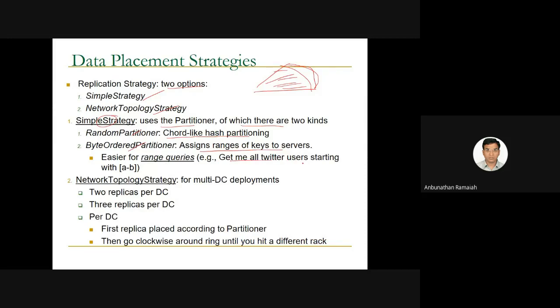Get me all Twitter users starting with A to B. So this is a big query basically, but still within a few seconds it will give the result. Network topology strategy: a multi data center deployment, 2 replicas per data center, 3 replicas per data center. First replica placed according to partitioner, then go clockwise around the ring until you hit a different rack. So this is one rack, then another rack, then another rack.